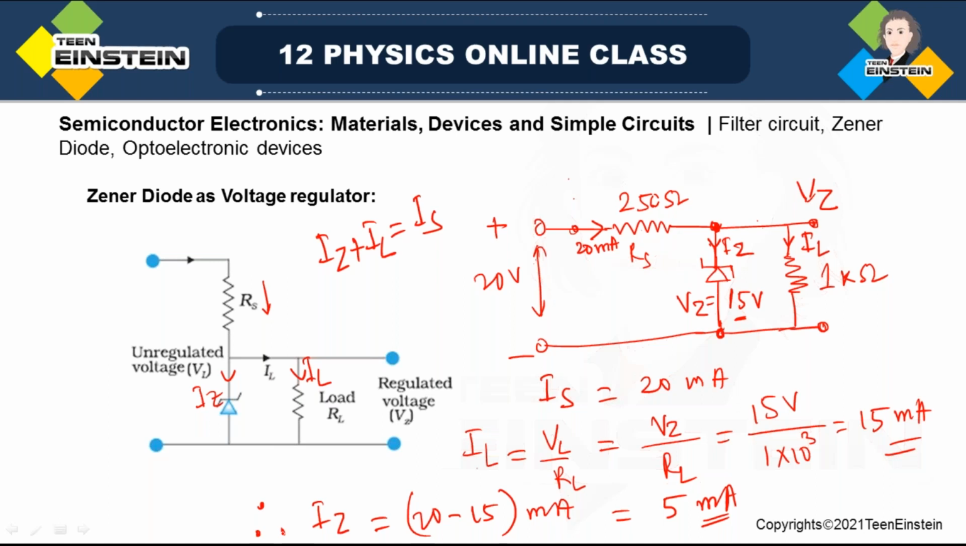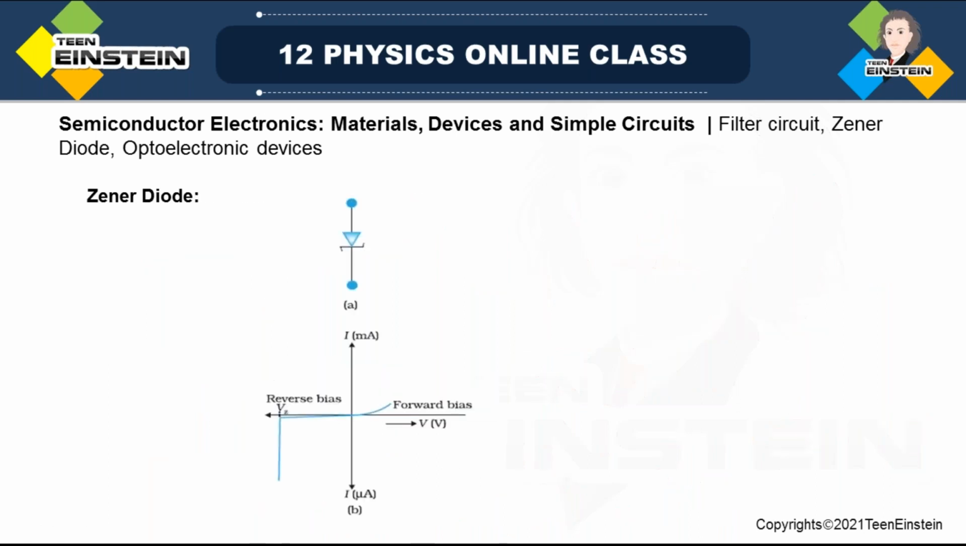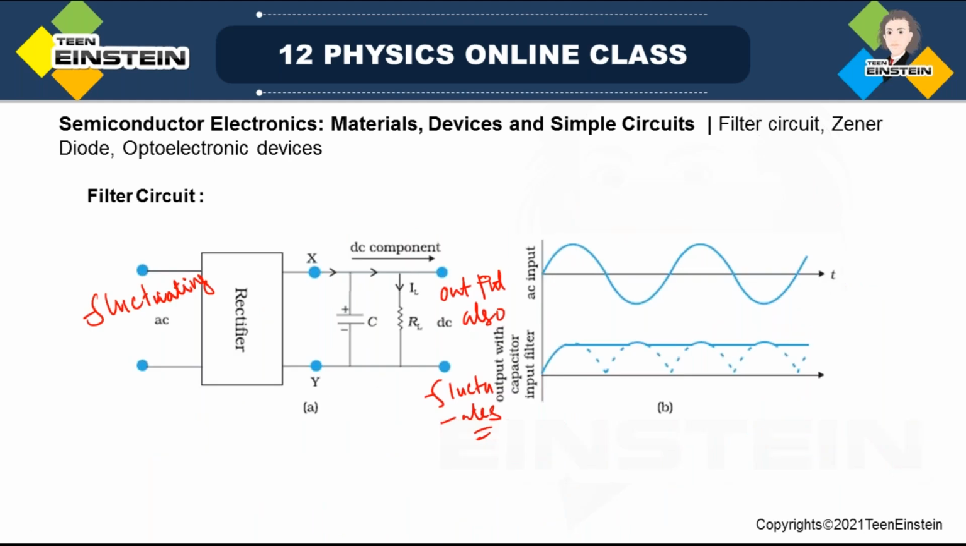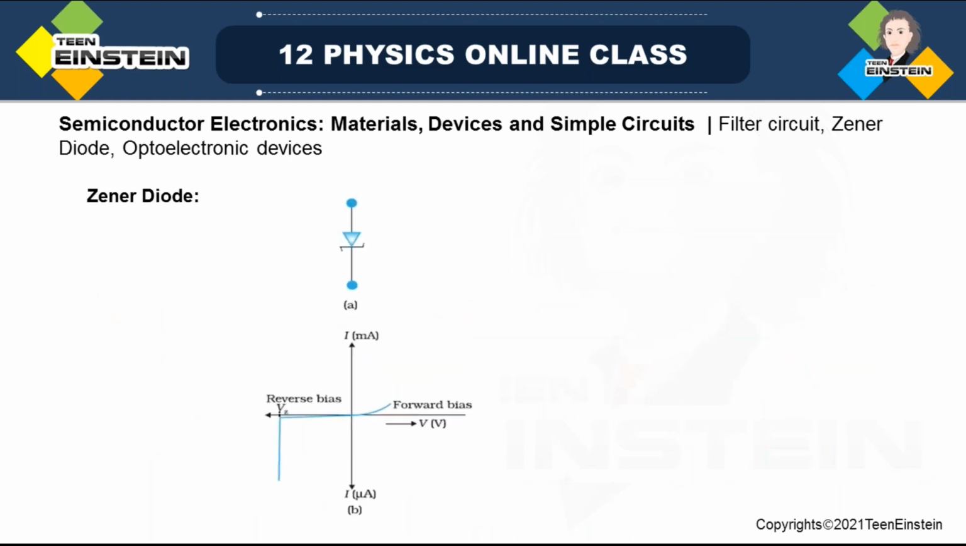Now we'll start with a little bit of optoelectronic devices. Today we have learned what a filter circuit is, how it works, and why we need a filter circuit at all. Then we learned what a Zener diode is and its special property. A Zener diode works in reverse bias condition. Why reverse bias? We will discuss now.